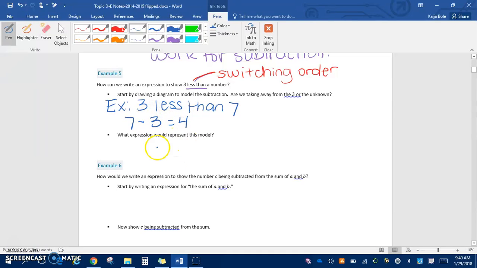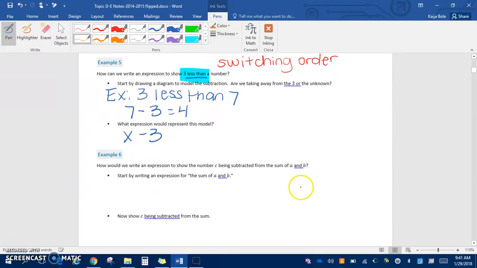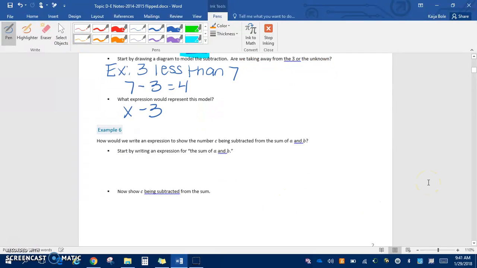So if we were going to use a variable, then we want 3 less than a number, so some number, we'd have x minus 3. So again, when you see that word less than, that means that you are going to switch the order. Okay? Example 6 here says, how would we write an expression to show the number C being subtracted from the sum of A and B? So again, now we have this term subtracted from. That also means to switch the order.